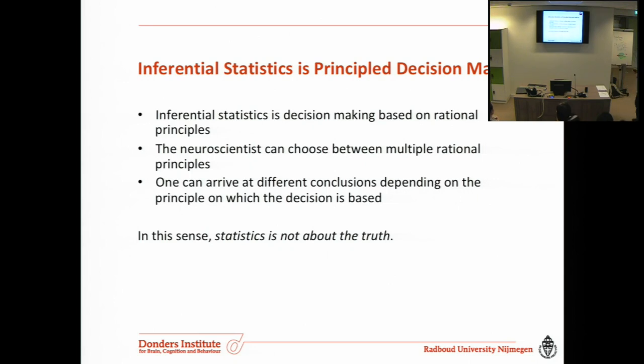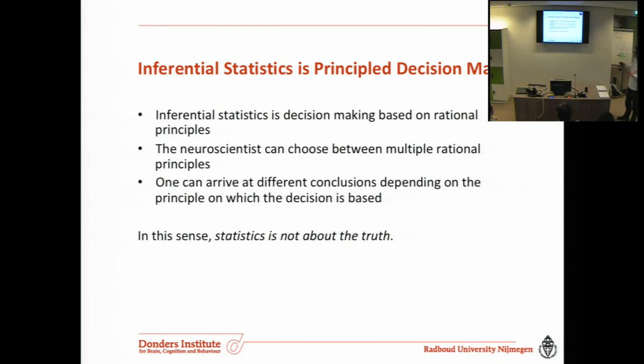It doesn't work like that. So what does it do? Inferential statistics is decision making based on rational principles. That's important. So it's not subjective. It's extremely rational. However, a neuroscientist can choose between multiple rational principles. From an a priori point of view, if you were a philosopher of science, you would probably think all of these different rational decision-making principles make sense. If you look at each of them individually, you would say, yes, that makes sense. I think I would like to do inference on the basis of that principle.